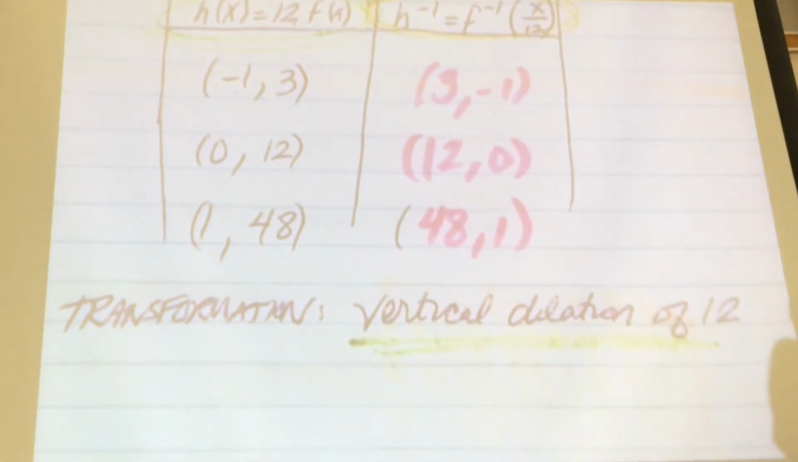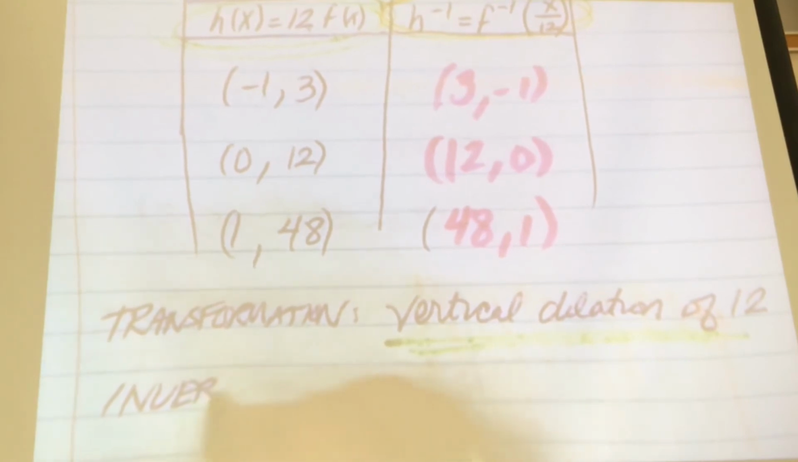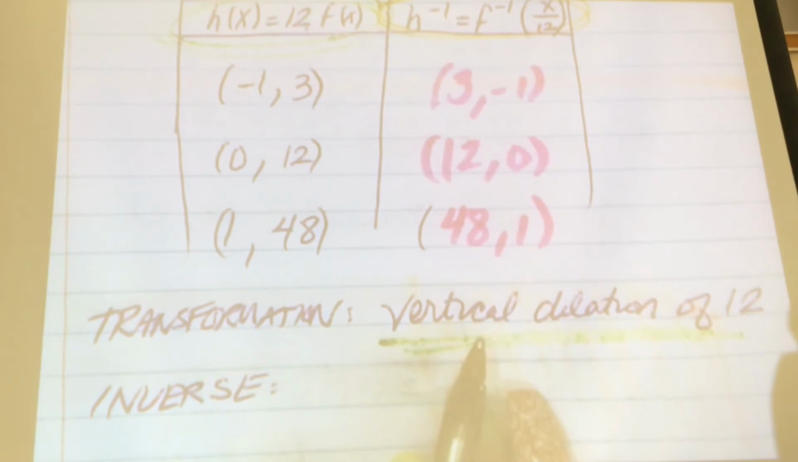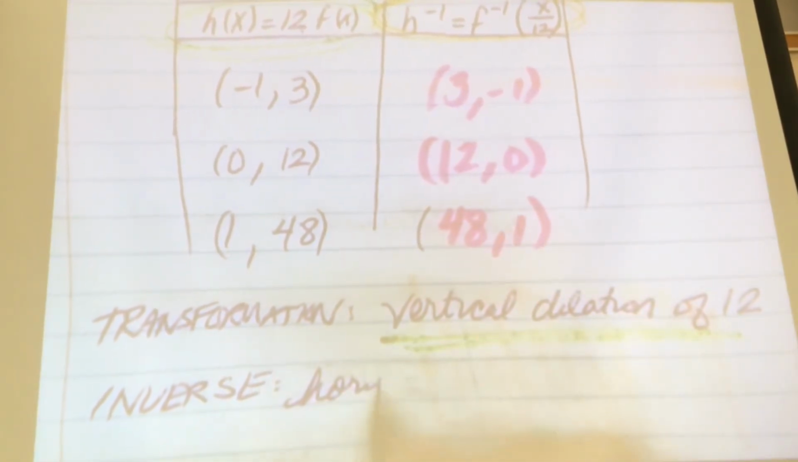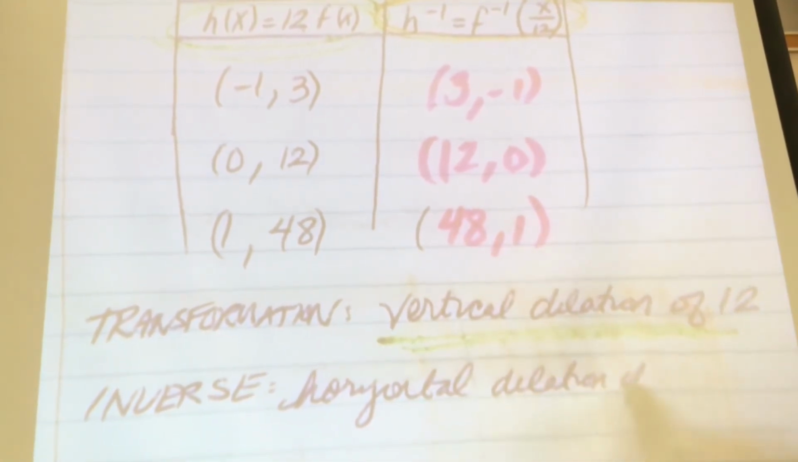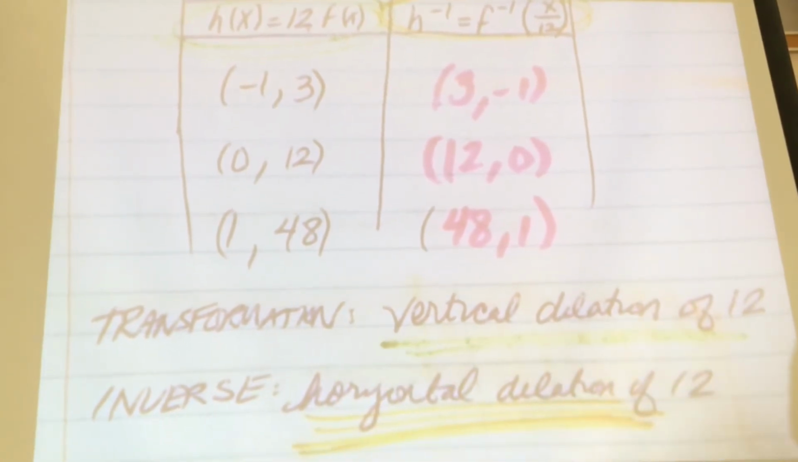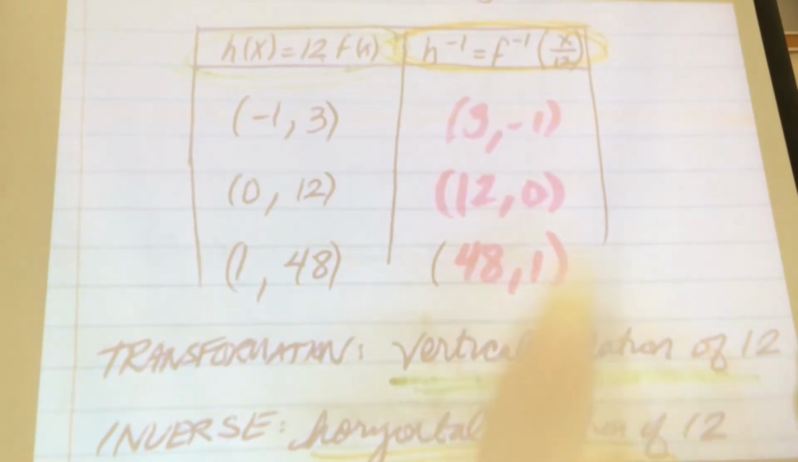Then they ask me, what about the inverse? And what's the opposite of a vertical dilation? Horizontal dilation of 12. So this, in yellow, is this part. So this is the actual function, and this is the inverse.